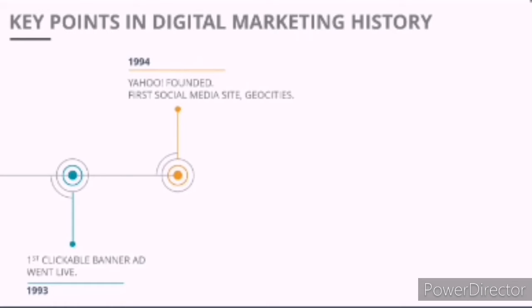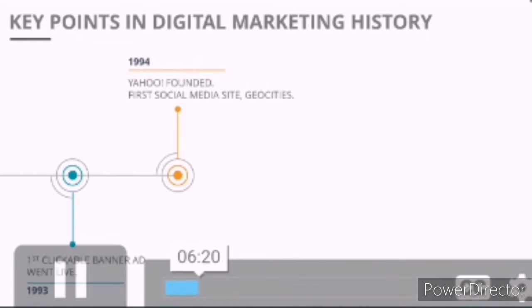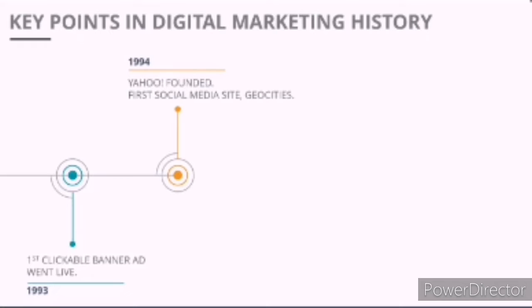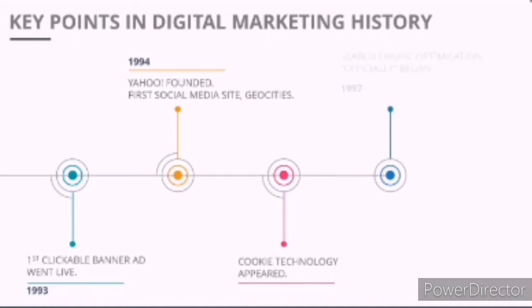Then in 1994, Yahoo was founded. It launched in 1995, and the first social media site, GeoCities, was launched in 1994. Then also in the mid-90s, cookie technology appeared, and you'll understand that a bit better in the next few lessons, but that's essentially what is used to track our behavior online. Then, in 1997, search engine optimization officially began. It had been around for a few years before, but just didn't have a name yet.